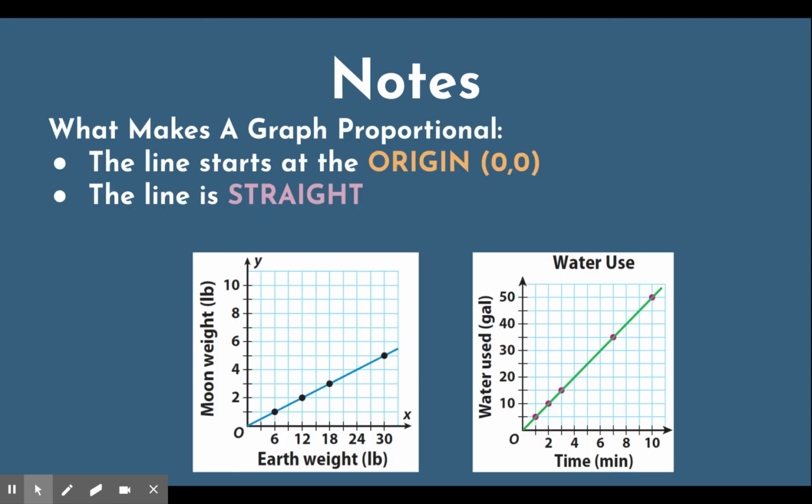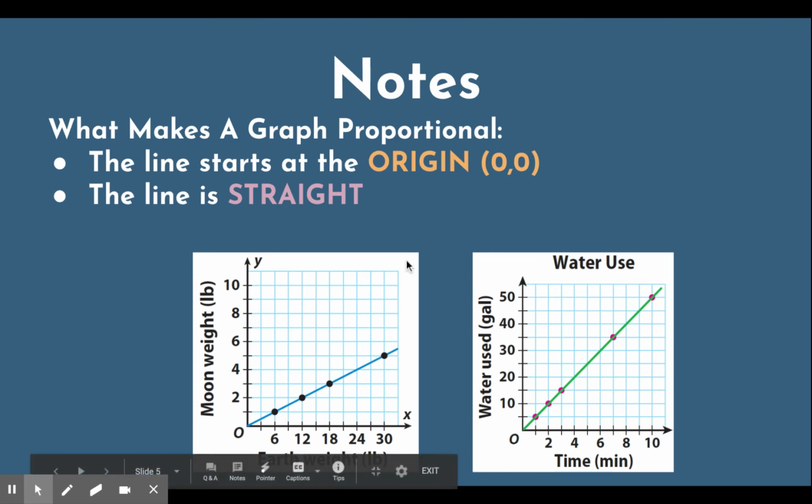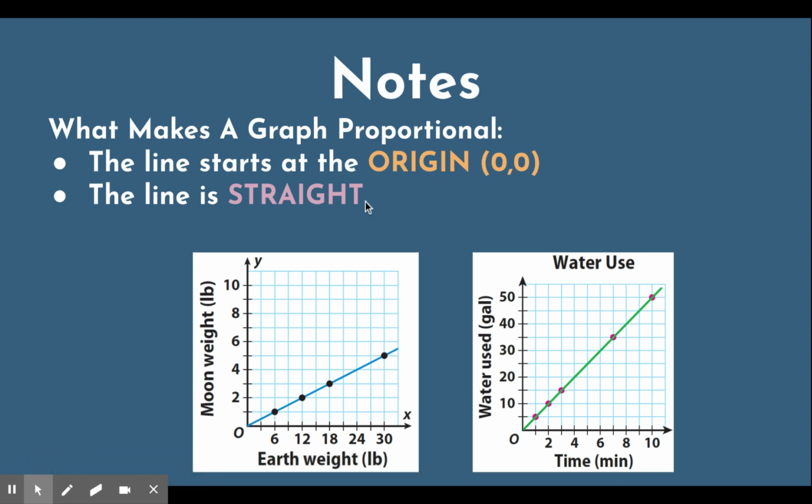Now, we talked about this last week, but as a refresher, what makes a graph proportional? Well, there's two things. The first thing is that the line should start at 0, 0. So you can see here the origin. It started at 0, 0 for both of them. And that when you extended this line, it was straight. And when you extended this line, it was straight. So as long as it starts at 0, 0, which is the origin, and it is straight, that line on your graph is proportional.